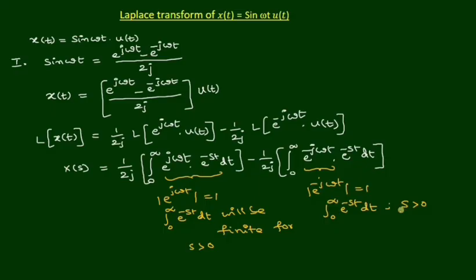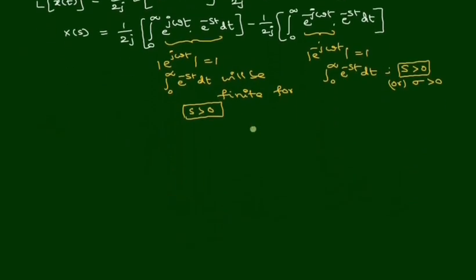So here s indicates the real part of the complex quantity sigma plus j omega, or simply we can write it is sigma greater than 0. So the ROC of this function is s greater than 0. Similarly, the second case also is s greater than 0. So from this we get the region of convergence, or region of existence, of the Laplace transform for these complex exponential signals. Now further simplify to get the Laplace transform of this expression.